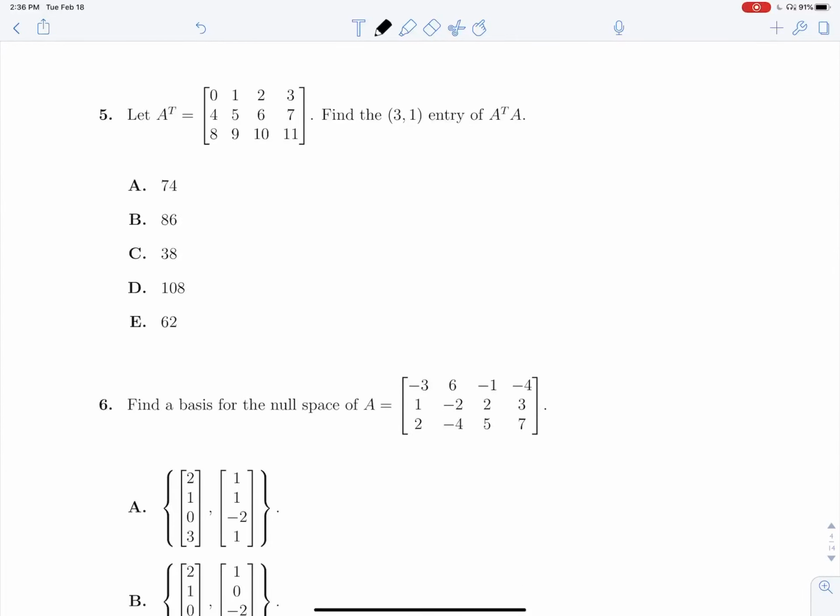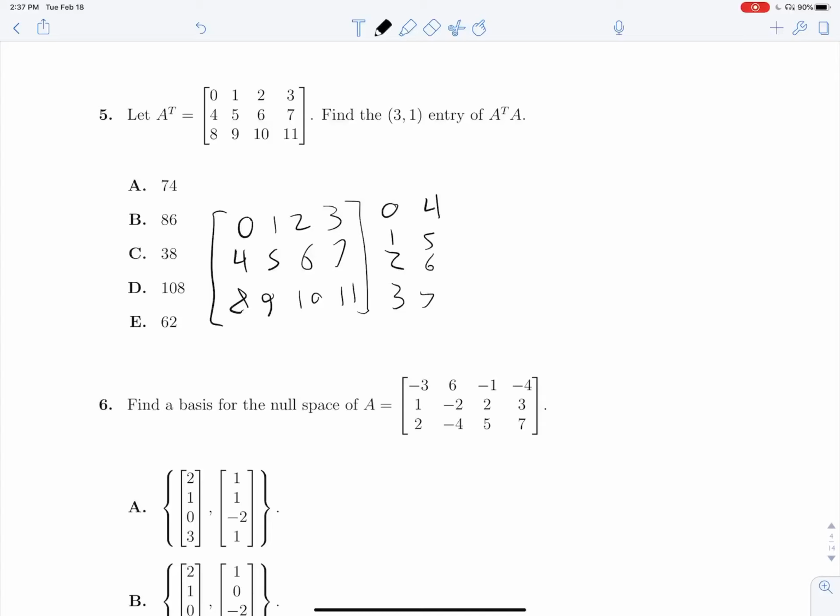Okay, 5. We are given A transpose, and we're trying to find the 3-1 entry of A transpose A. So A transpose is 0, 1, 2, 3, 4, 5, 6, 7, 8, 9, 10, 11. And then A is just the transpose of A transpose. So we can set that up as 0, 1, 2, 3, 4, 5, 6, 7, 8, 9, 10, 11.